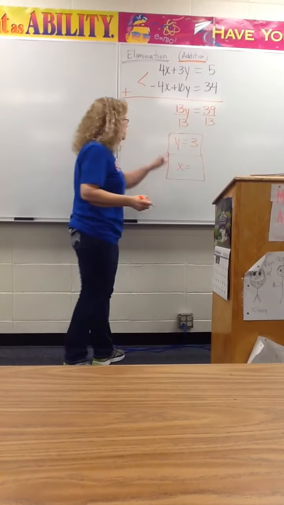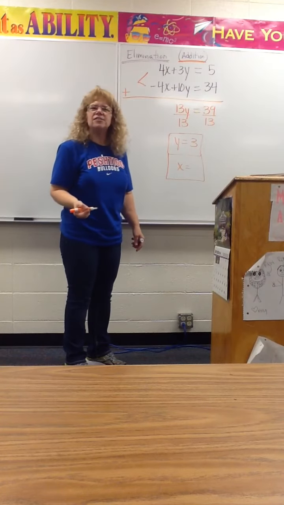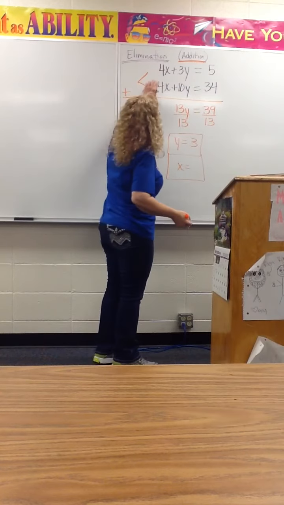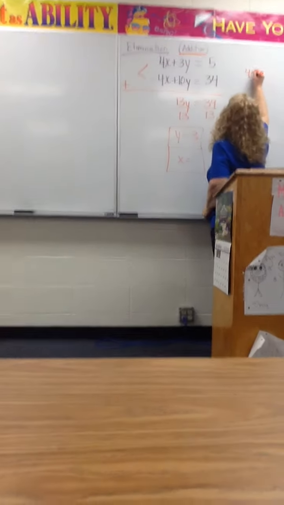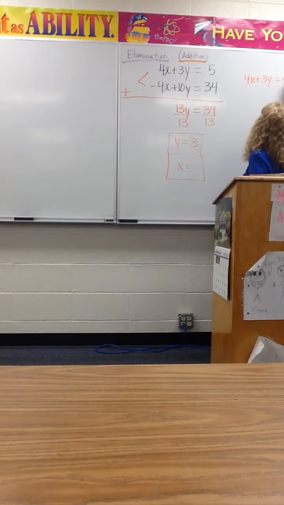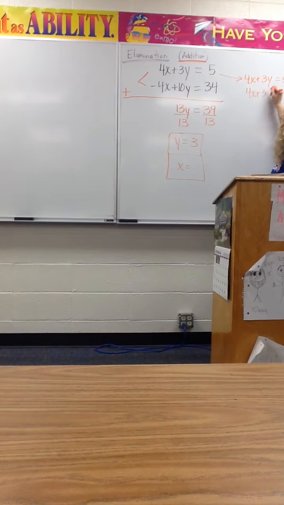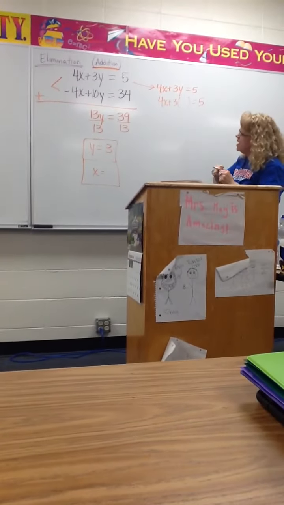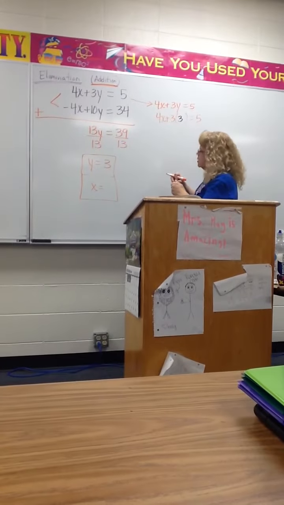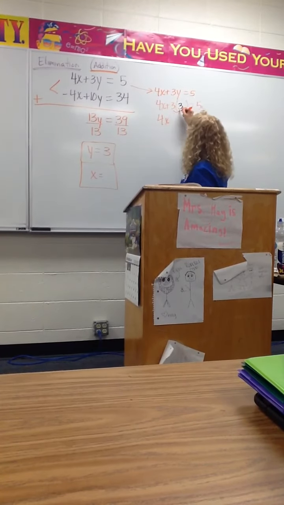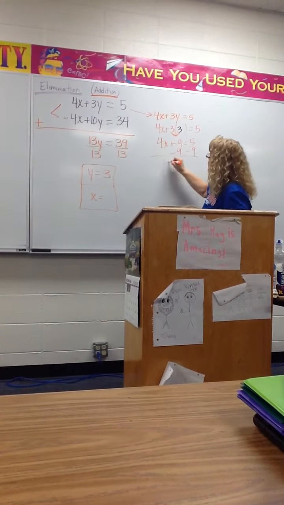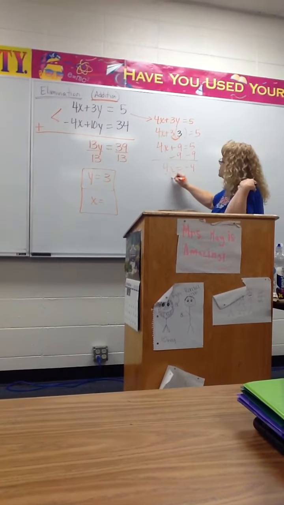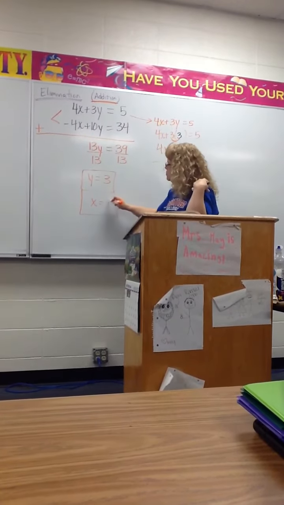But all you have to do is plug this y back in. Which one do you plug back into? It doesn't matter. I usually like to pick the one that has the smaller values, but you can pick whatever one you want. 4x plus 3y equals 5. This one. 4x plus 3, what's y? 3. So I'll put a 3 there. 4x plus 9. Minus 9. Looks like I get 4x equals negative 4. So what's x? Negative 1. So x is negative 1.